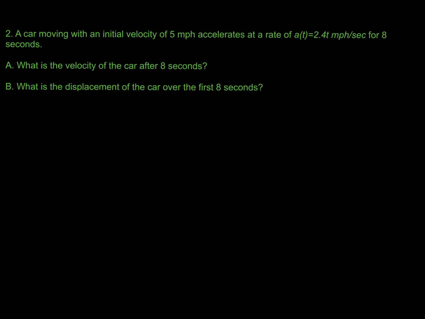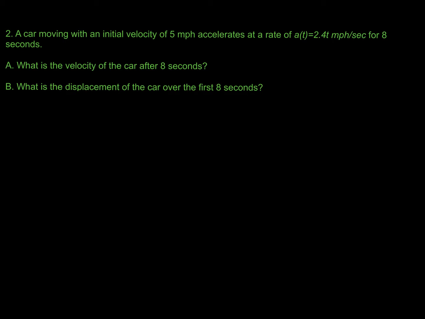A car moving with an initial velocity of 5 miles per hour accelerates at a rate of 2.4t miles per hour per second for 8 seconds. What is the velocity of the car after 8 seconds, and what is the displacement of the car over the first 8 seconds? So I want you to try this on your own, but before you jump into these questions, make sure that you have a clear picture of what's happening. The car is traveling at 5 miles per hour, and then it starts accelerating. And if you notice the function for acceleration, at any time t, we're going to have some positive acceleration. So your car's velocity should be increasing fairly quickly.